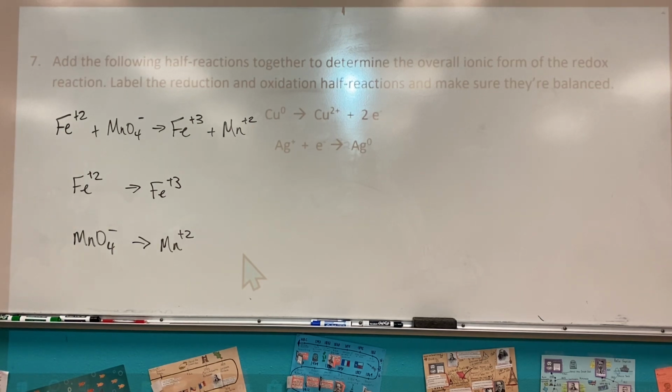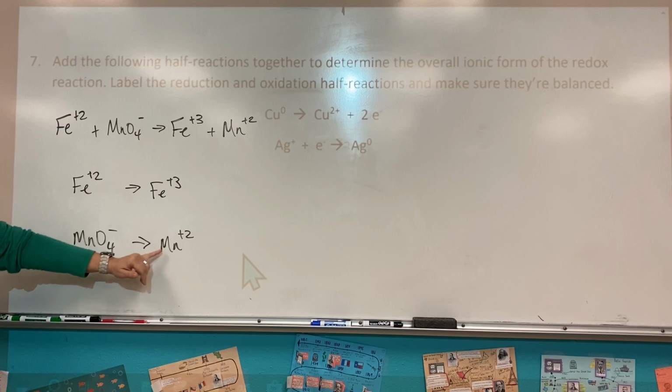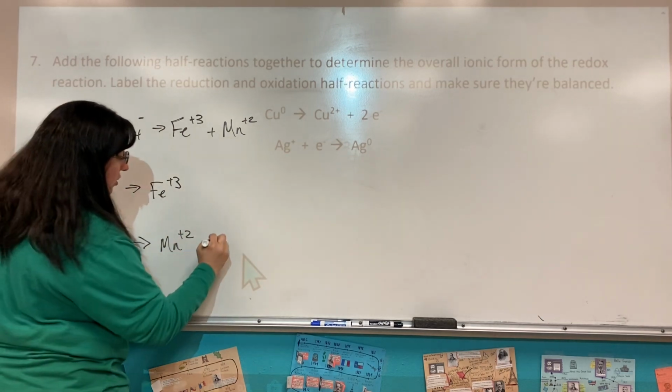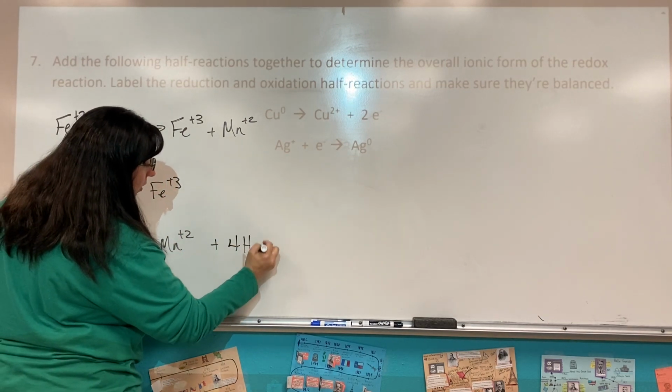Okay, so if I look at this, I want to balance out any elements that are not hydrogen, oxygen. Well, I've got one iron, one manganese, one manganese. I don't have to worry about that. So now let's worry about balancing out my oxygens. All right, so I've got oxygen here, but not on the right-hand side. So how do I add oxygen to the right-hand side? By adding water. How many waters do I need to add? I have 4 oxygens, so I need to have 4 oxygens over here, so I'm going to add 4 waters.